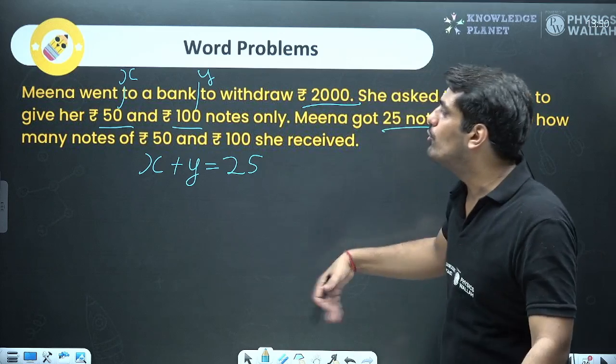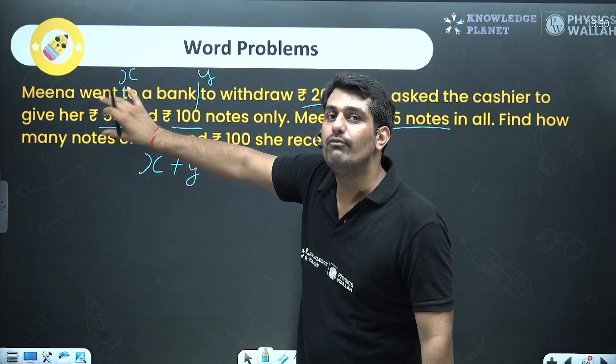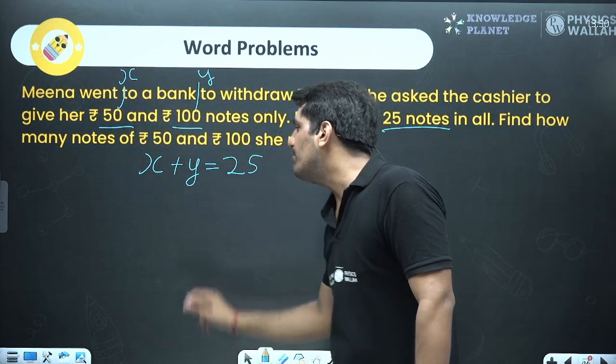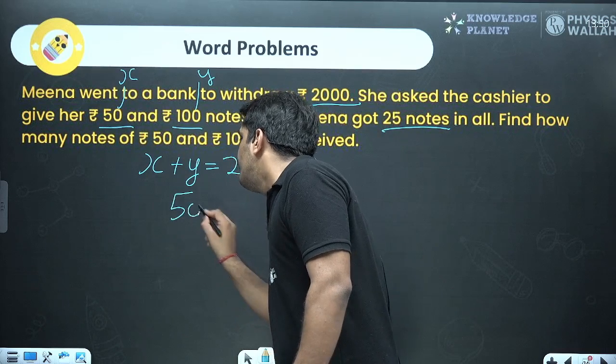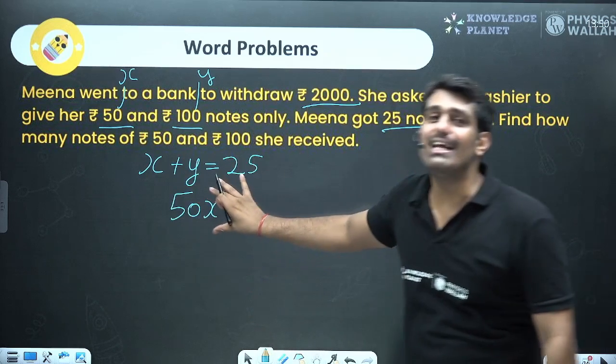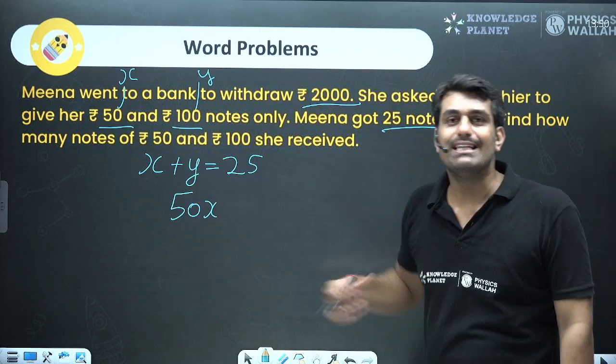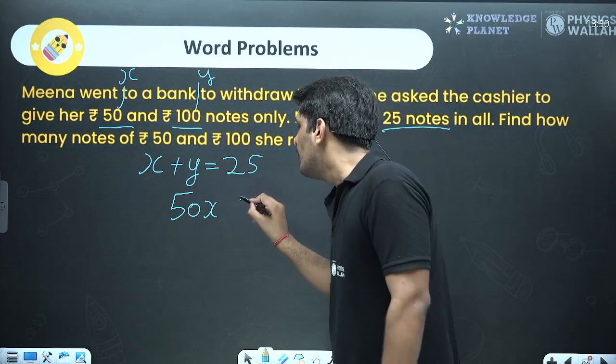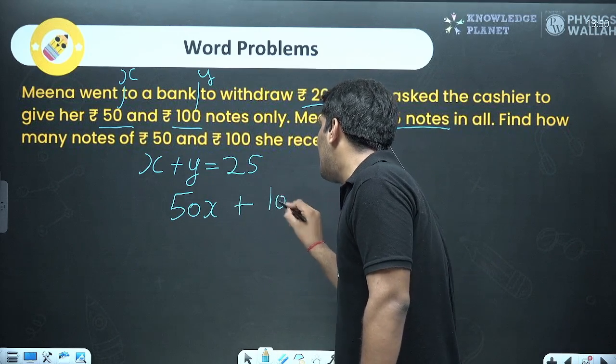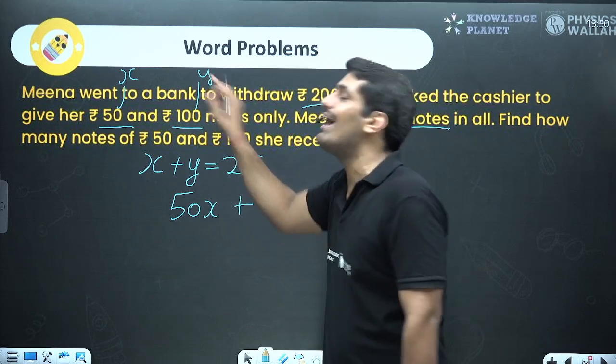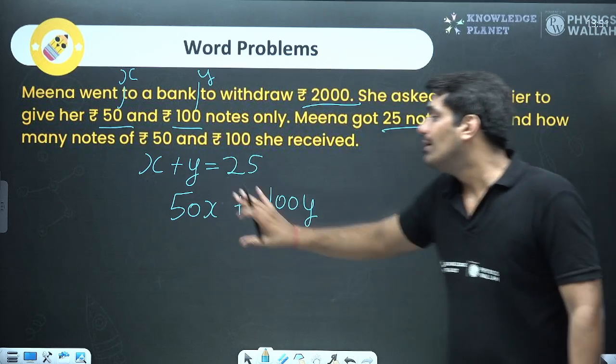The same I have to do over here. If I'm having 50 rupee notes, how many? X. So I'll multiply 50 with X. This is the total amount in terms of 50 rupee notes. The same I have to do for 100 rupee notes. For 100 rupee notes, I need to multiply 100 with the number of notes, which is Y over here, which we have assumed.